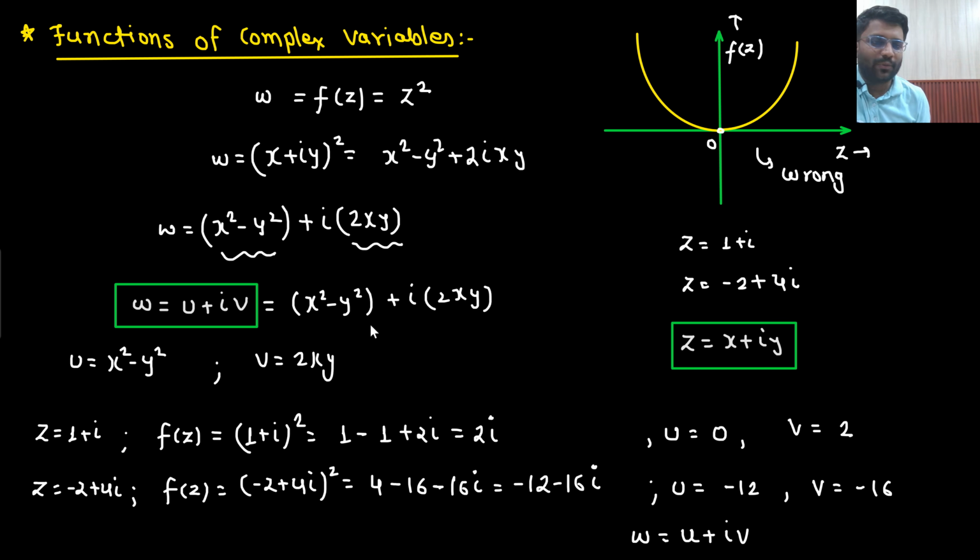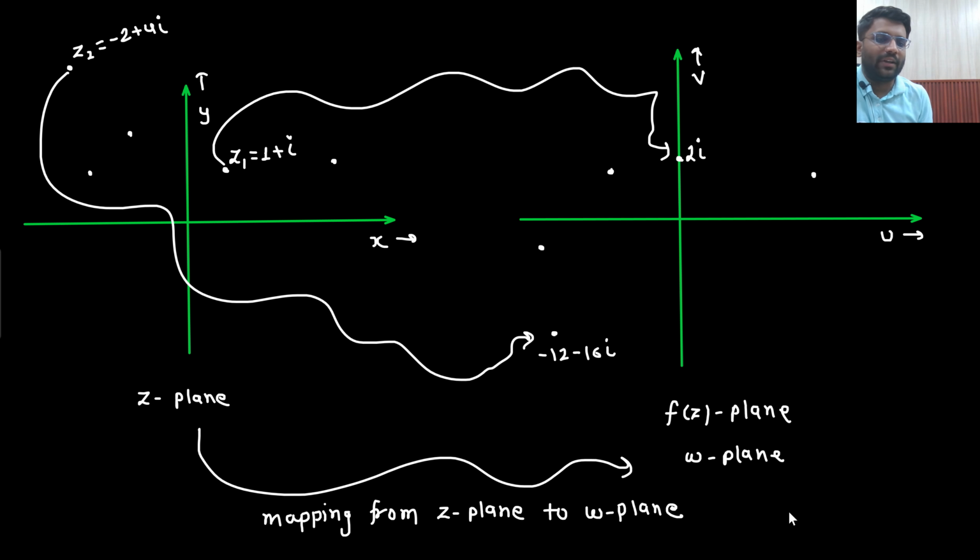Because, sir, f of z, which is omega, also has a real part and an imaginary part. The real part is denoted by u and the imaginary part is denoted by iota v, or just v. So, sir, if I make the omega plane, then I will have to put u on the horizontal axis and v on the vertical axis.